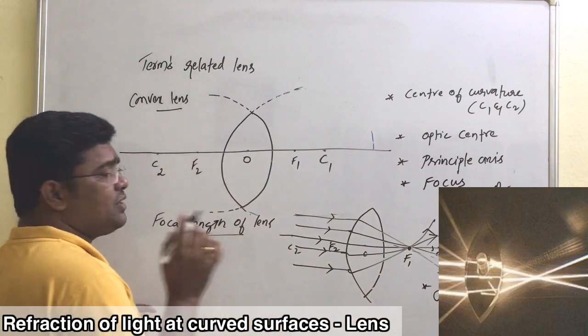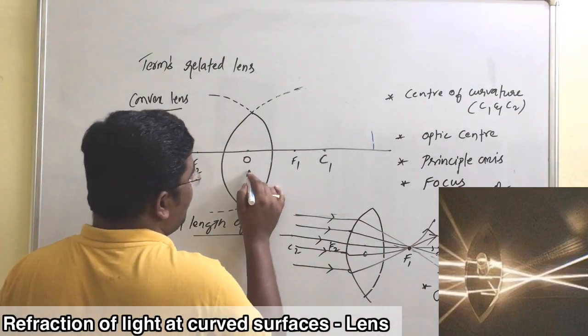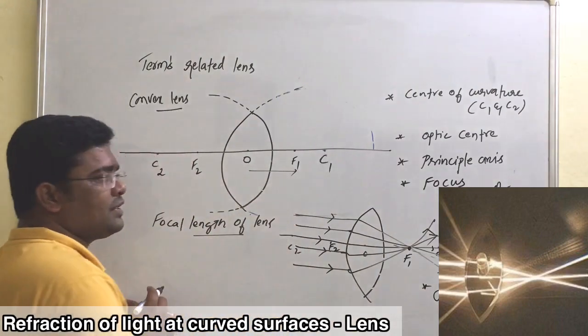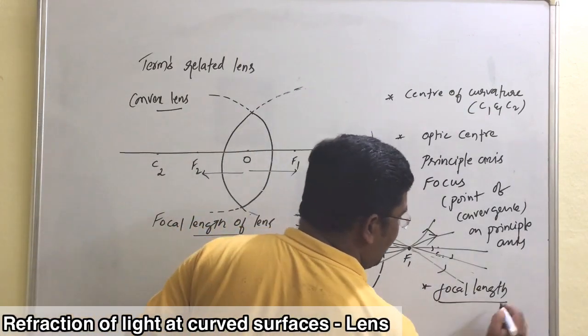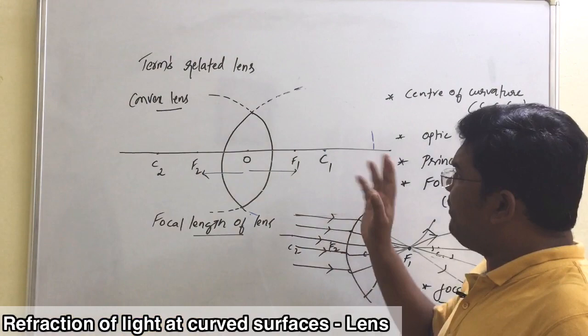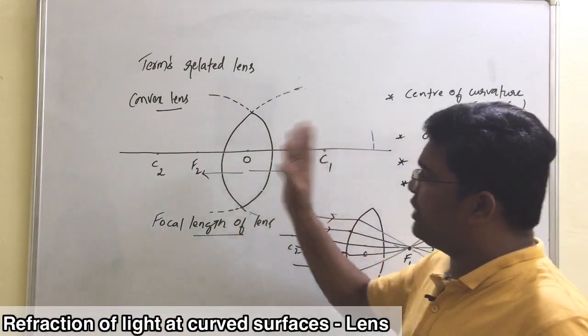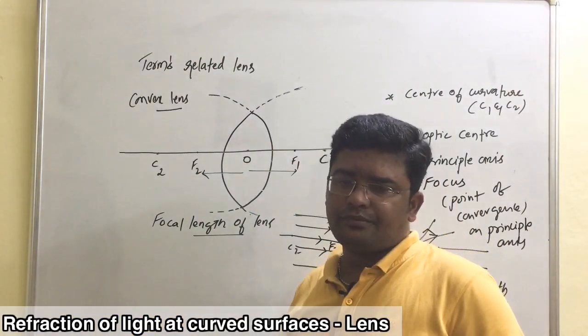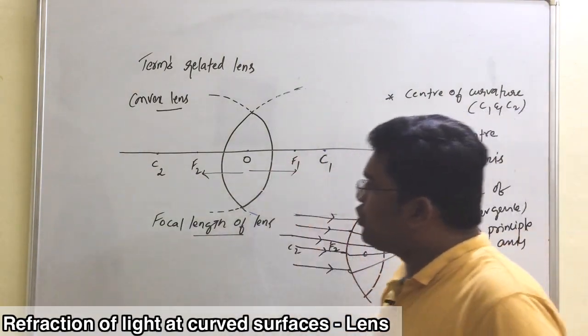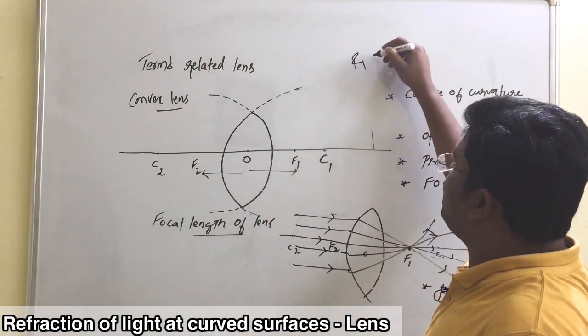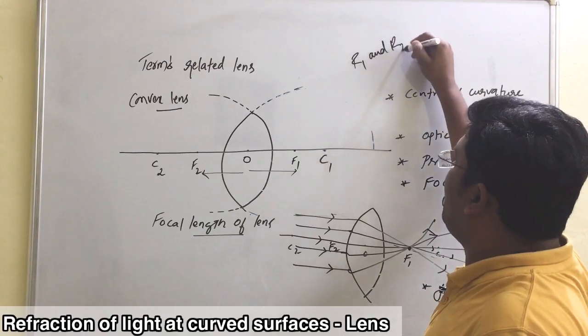Okay, the distance between optic center to the focus is called focal length. Okay? The distance between center of curvature to the optic center, we call it radius of curvature. As we have two centers of curvature, there exist two radii of curvature, R1 and R2.